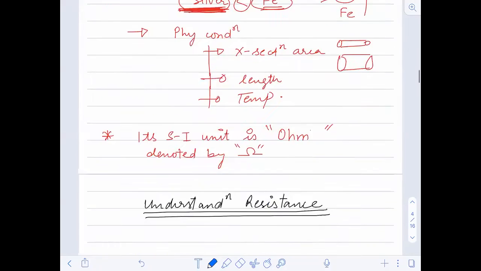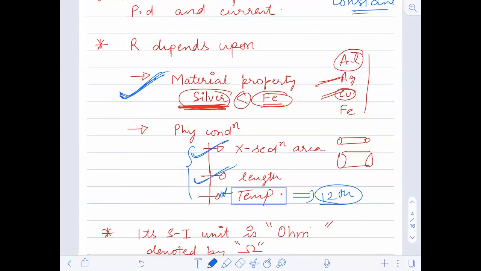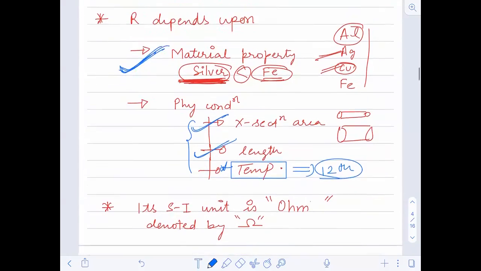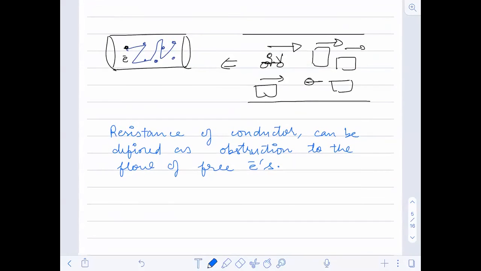Now, here I have written three things: the material property, and these three things. In the 10th syllabus, this temperature dependency is not there. You will study temperature dependency only in class 12th. We will see how resistance depends upon the material, the cross section, and the length. We'll try to understand these three points. Let us start with the material. Just now I explained what a good conductor and a bad conductor are.